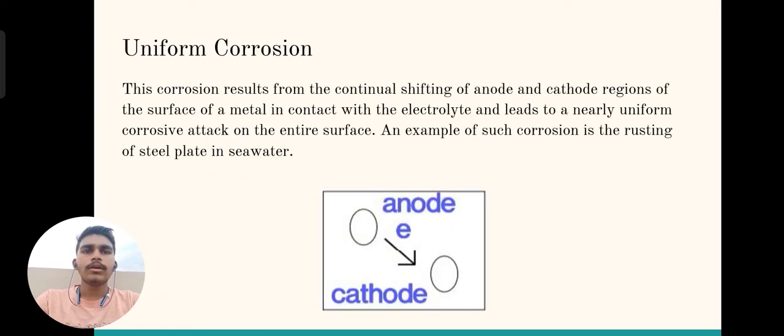Uniform corrosion. This corrosion results from the continual shifting of anode and cathode regions of the surface of a metal in contact with the electrolyte and leads to a nearly uniform corrosive attack on the entire surface. An example of such corrosion is the rusting of steel plate in seawater.